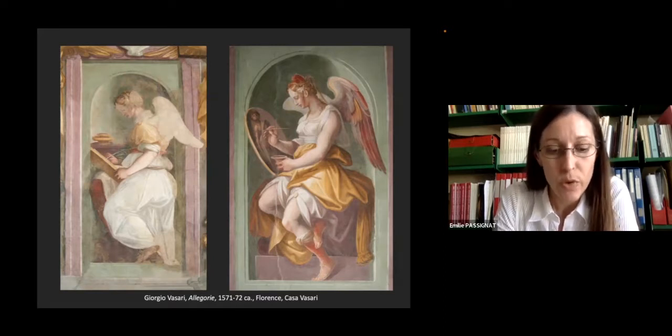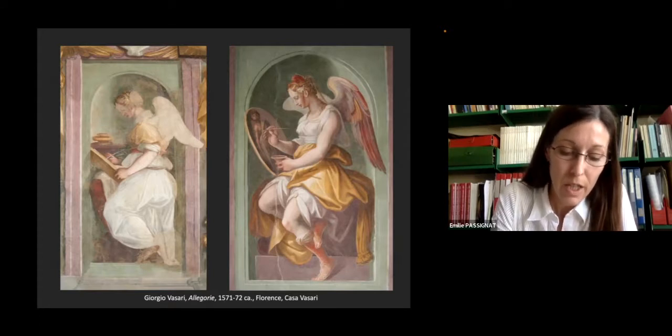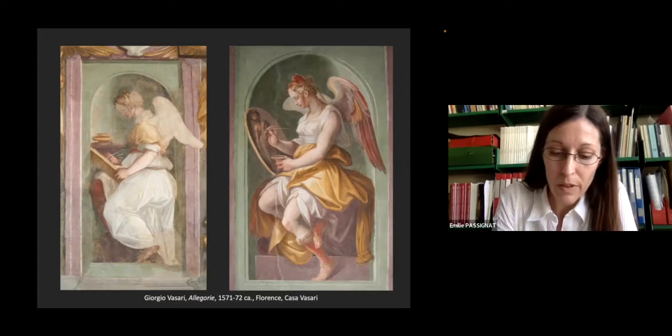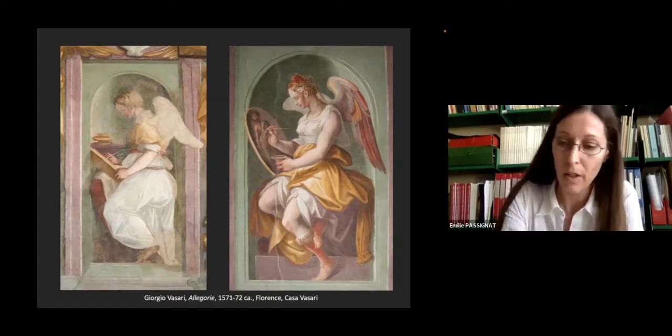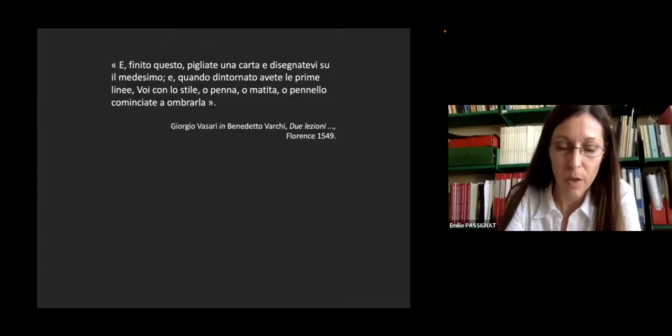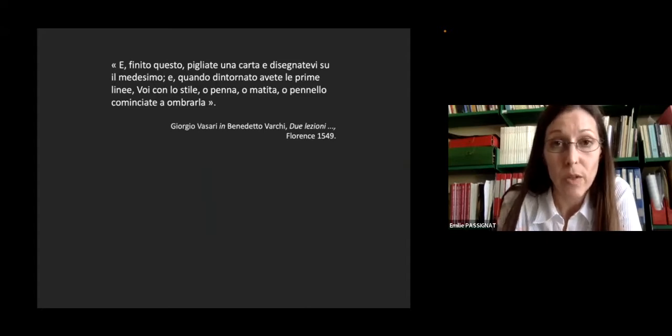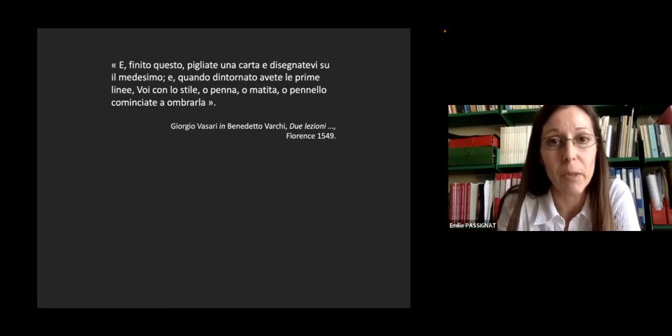The stylus was used for writing in ancient times, and the stile was still a part of the draftsman's equipment. Vasari mentions it, for example, in his answer to Benedetto Varchi, when he evokes the difficulty of rendering shadows and light for the painter. This is the quotation: E finito questo, pigliate una carta e disegnatevi su il medesimo, e quando d'intornato avete le prime linee, voi con lo stile, o penna, o matita, o pennello, cominciate ad ombrarla.